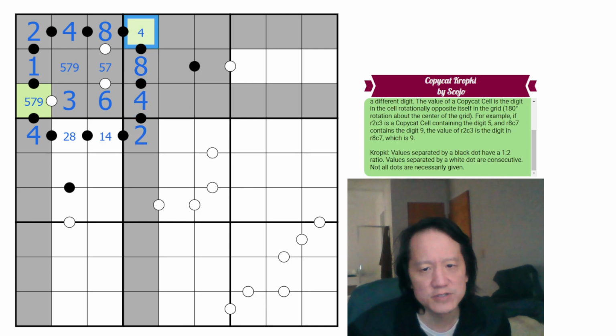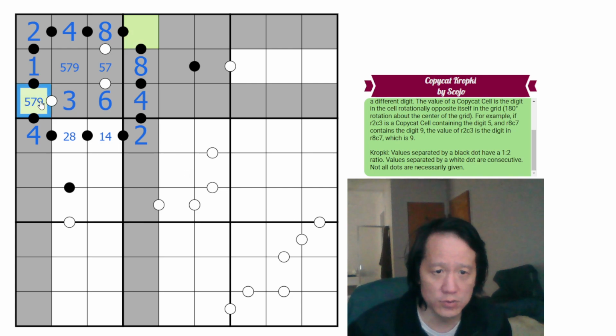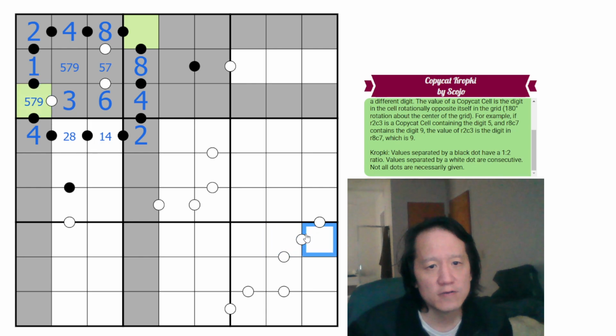This is a value of 4, but we don't. So the value of 2 has to be 180 degrees rotationally from this cell. So this must be a 2. This is a value of 4, so the 4 has to be rotationally 180 degrees opposite that, which means this is 4.